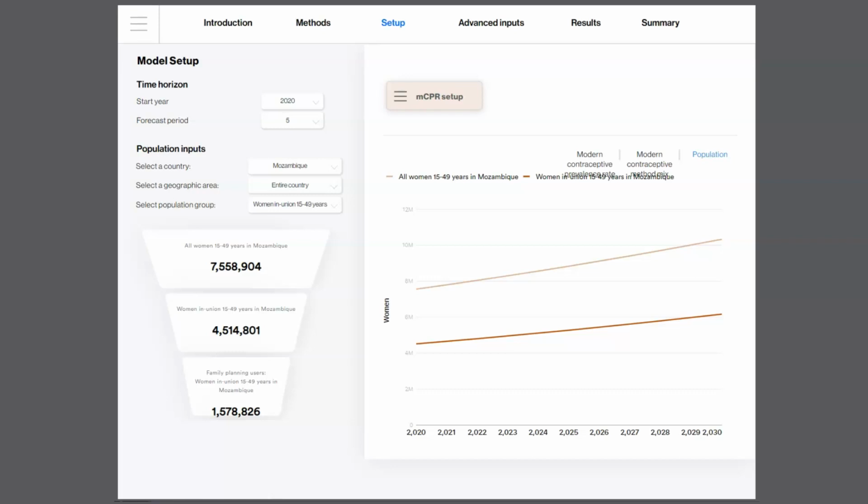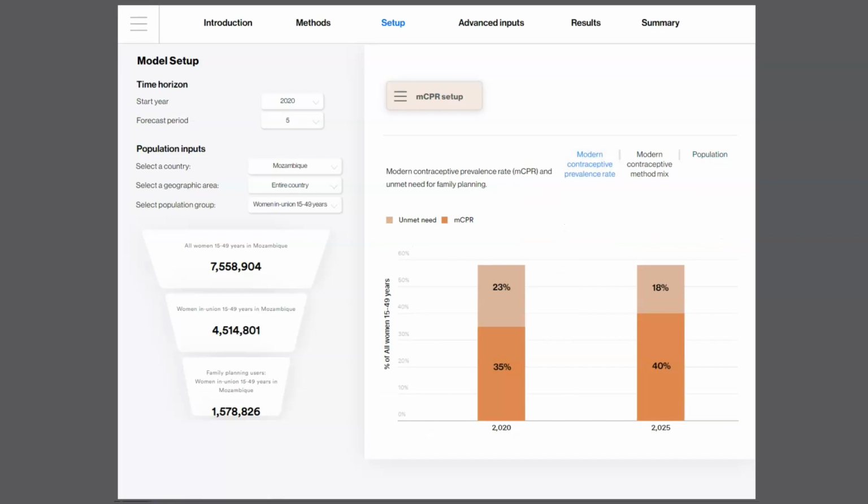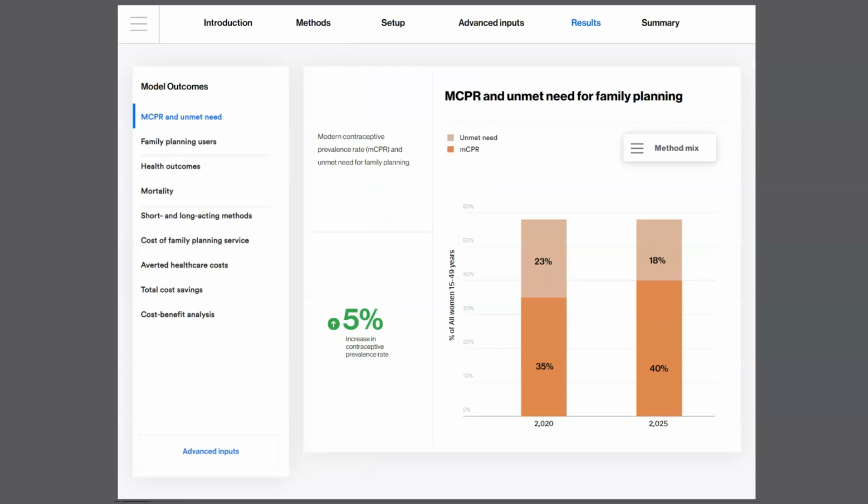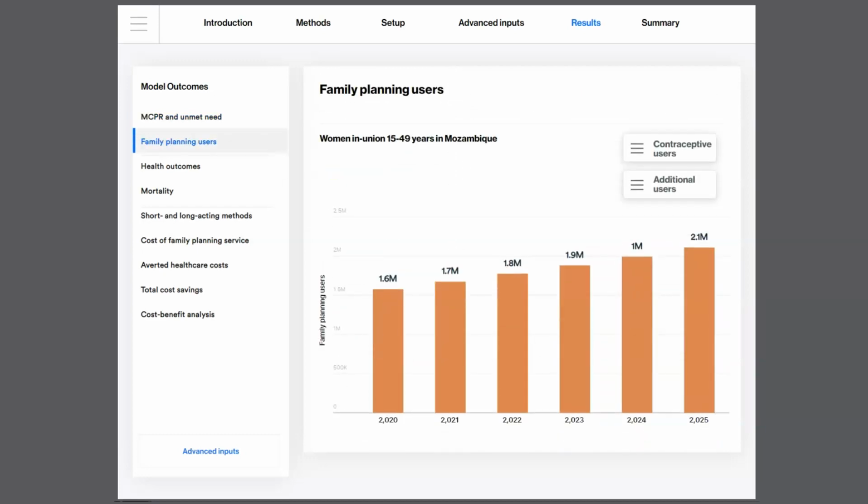So once you have selected all these, I'll jump right away to the results. This is what you would then be using in your meetings. The point here is that we want to build up the result in a way that policymakers who are not experts in contraceptives or family planning can still understand this. So here we are advocating for a 5% increase, from 35 to 40% in 5 years' time. So what would it mean in terms of family planning users? In union, this would mean from 1.6 million to 2.1 million in 5 years' time.